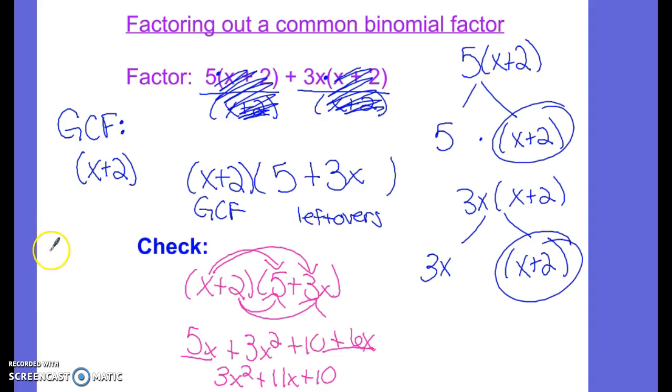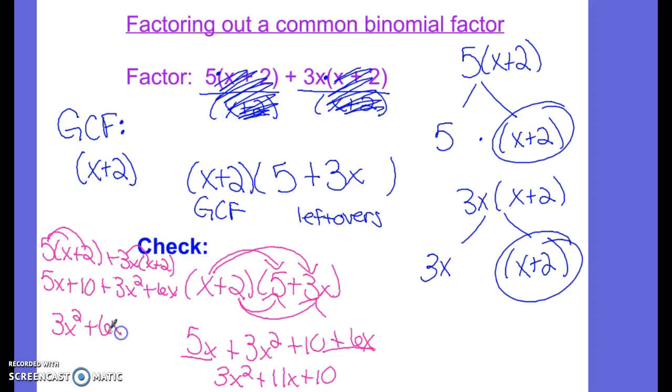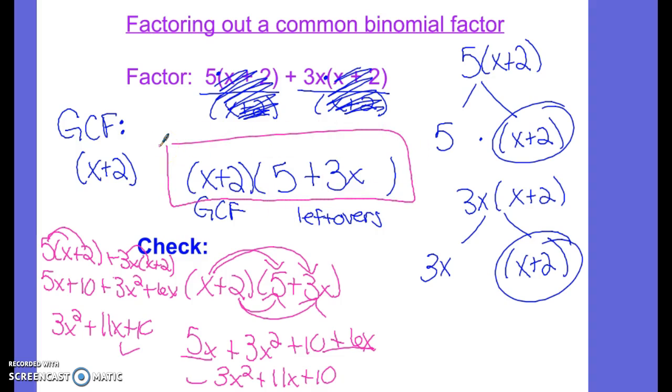If you took your original, 5 times x plus 2 plus 3x times x plus 2, let's see what happens if I simplify it. I get 5x plus 10 plus 3x squared plus 6x, which simplifies again to 3x squared plus 6x plus 5x is plus 11x plus 10. So you can see when they're simplified, they did in fact work and check out.